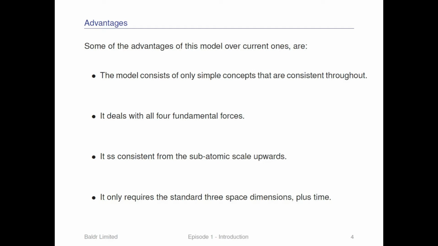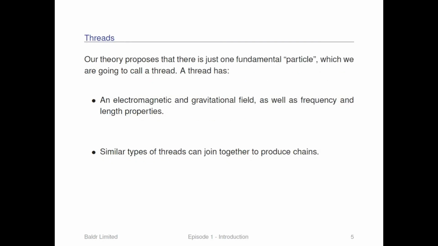So, although the model can explain all of these things, the question still remains, what are its advantages over current models and theories? Well, our model consists of only very simple concepts that are consistent throughout. It deals with the 4 fundamental forces and is consistent from the subatomic scale upwards. These are things that currently quantum mechanics is unable to do. It also only requires the standard 3 space dimensions plus time, unlike string theory, which requires 11 dimensions to explain everything. So let's actually start to explain this theory to you, and today what I'm going to talk about is threads.